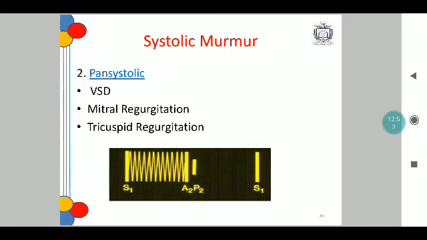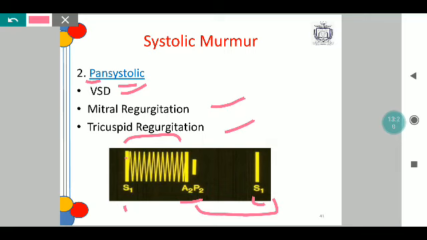The second type that you see is a pansystolic murmur. By pan, I mean throughout, and systolic implying systole. So a pansystolic murmur is seen throughout the systolic period. This is seen in a ventricular septal defect, and also in mitral regurgitation and tricuspid regurgitation. Similarly, if you see the diagram, there is S1, the split of S2 into A2 and P2, and again S1. So this is the systolic phase and this is the diastolic phase. The murmur is present throughout the systolic phase.